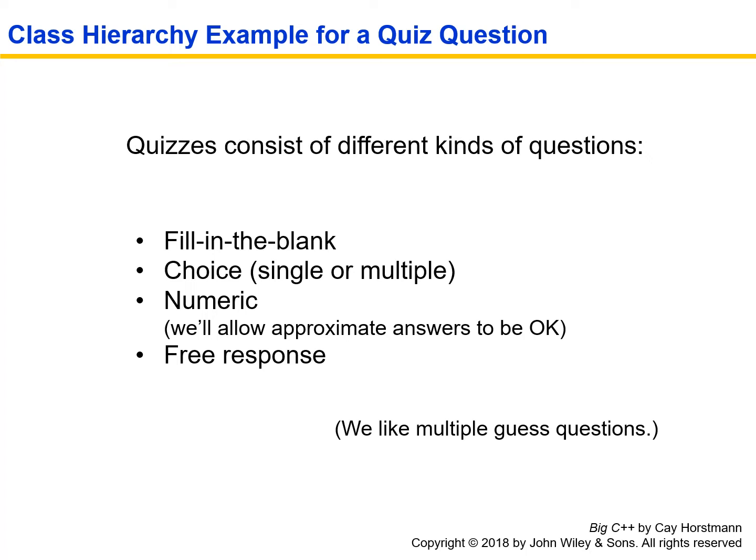A numeric question that allows approximate answers might not have any different features than a fill-in-the-blank question in that it has a question and it takes an answer, but the member function for deciding whether that answer is correct or not would be different, because instead of just checking does the answer the user provides equal the answer I have stored, the numeric question wants to allow maybe a decimal point difference here or there. Okay, so it has to judge the answer in a way that allows approximate answers.